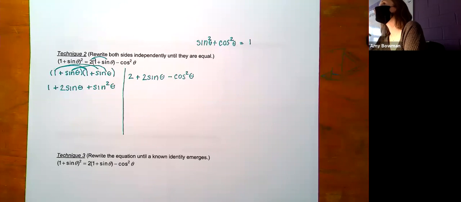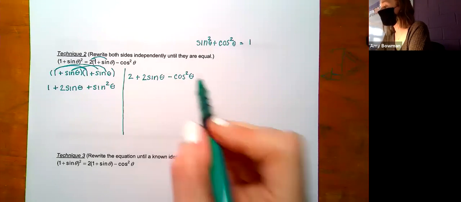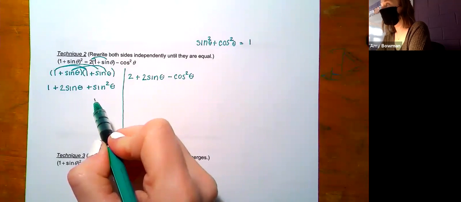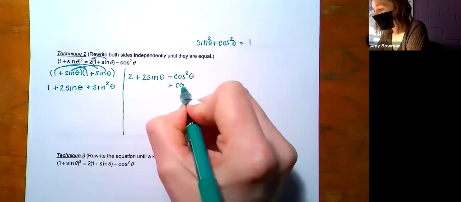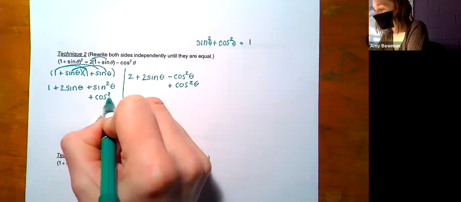Oh my gosh, you just thought of something I hadn't thought of. Really? Yes. Are you being for real right now? Yes, I'm being for real. Could we just add cosine squared to both sides? Yes, we totally could. I like that. I'll show you what I was going to do after.